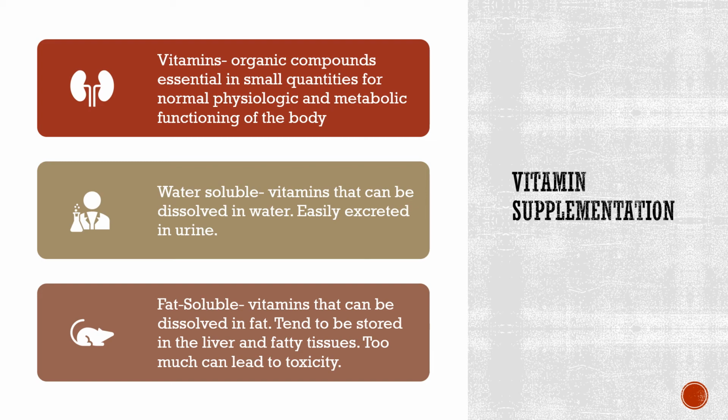The water soluble vitamins can be dissolved in water, and they are easily excreted in urine. It should be noted, we'll talk about it, but water soluble vitamins are not stored in the body. The body gets rid of what it doesn't use, so that has to be replaced often. Fat soluble vitamins can be dissolved in fat, and they tend to be stored in the liver and the fatty tissues. And so with that being said, it's important to know that too much could lead to toxicity.